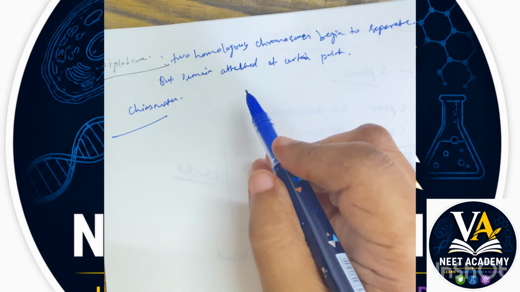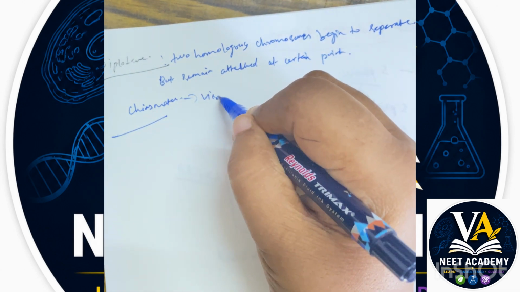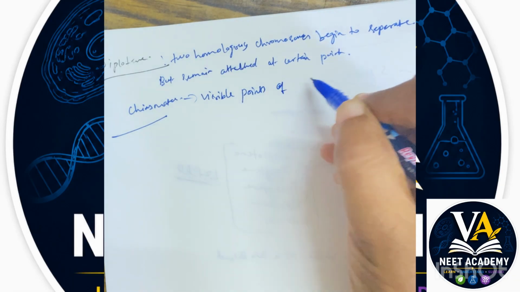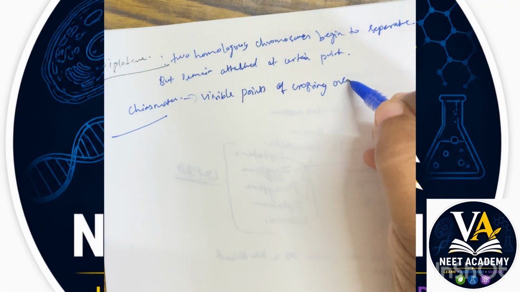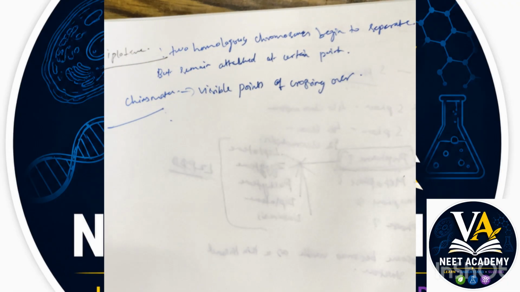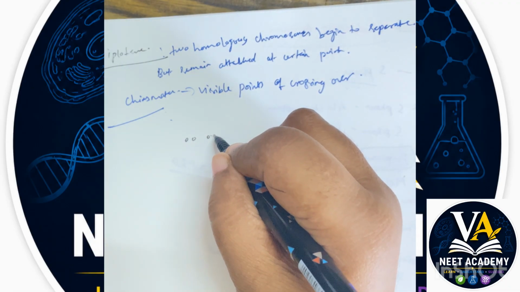Okay, this point is called chiasmata. Chiasmata is nothing but the visible points of crossing over. Visible points of crossing over is chiasmata. So I will try and draw the diagram for you students to make it more understandable.